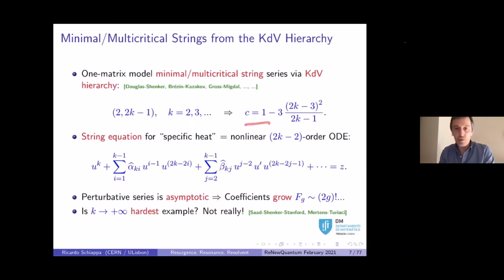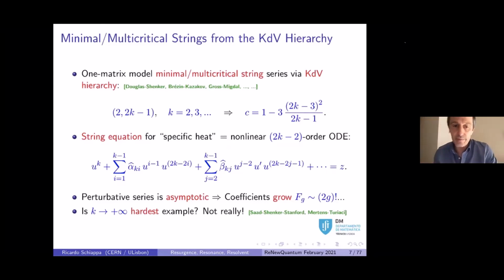These are the central charges. It starts at 0 and then they're all negative. And we can study all this problem. The string equation can be written generically. It's a nonlinear order 2k minus 2 ODE. This is the schematic form. I will tell you about these alphas later on. I probably won't tell you about these betas. And you can sort of do the calculation for arbitrary k and realize that perturbative series are always asymptotic.